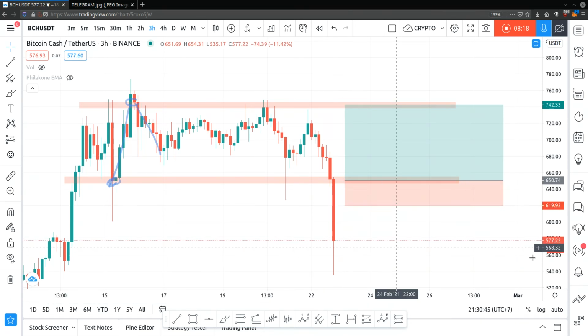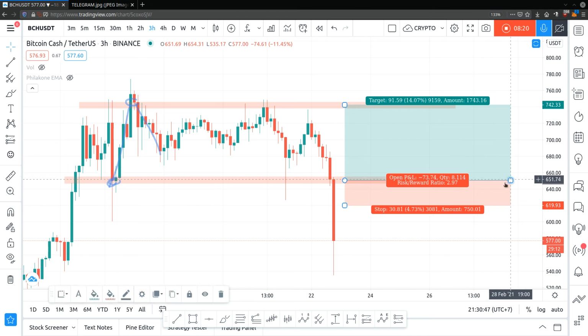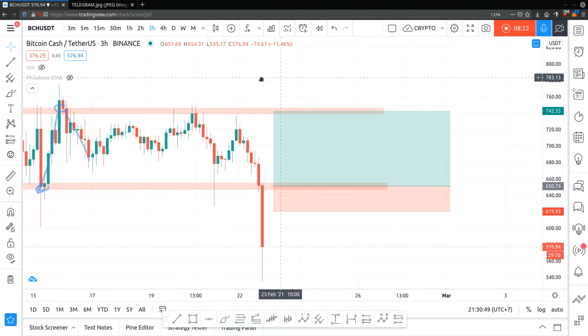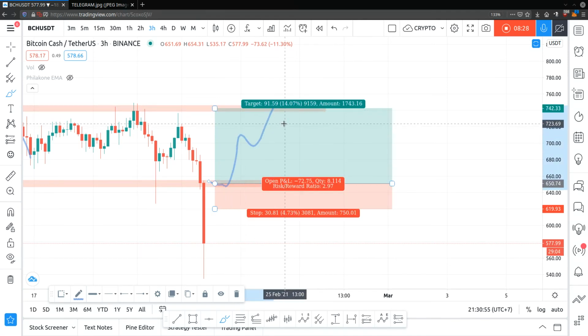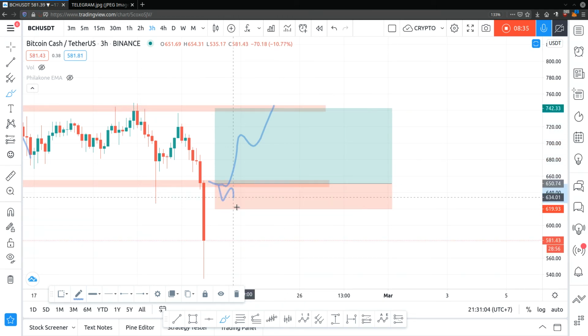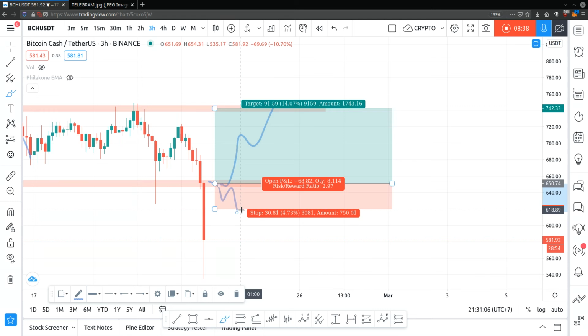Okay, so say you enter this trade at this area right here. You enter this trade here, and if it goes up, and you're trading with $1,000, then you would have made 14% of your $1,000. However, if it goes down like this, then it triggers your stop loss, and you would lose 4.7% of your $1,000. Why is this important?